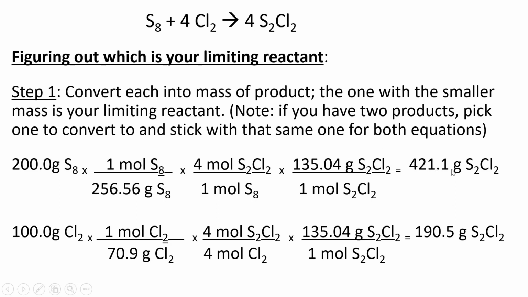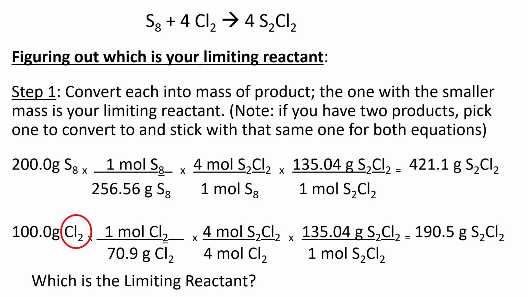All right, so now we're looking at our answers. And I said the one with the smaller mass is your limiting reactant. So I come down here and I see I have 190.5 grams of S2Cl2. That's my smaller mass. So that means that my limiting reactant is chlorine.